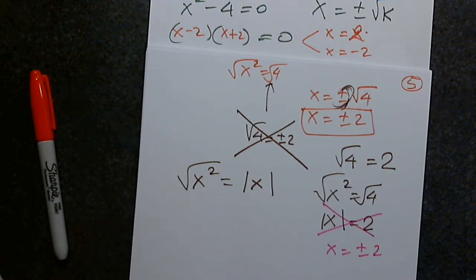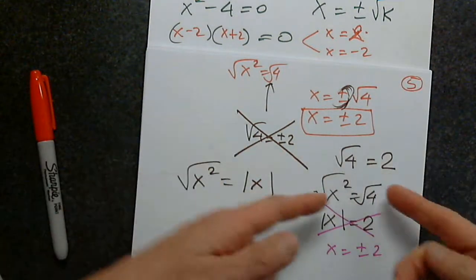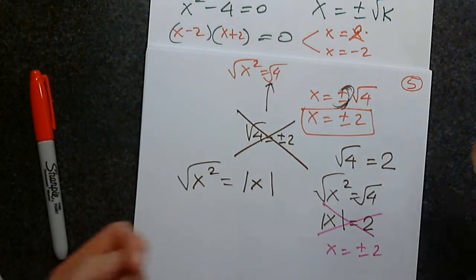The point I'm making here is, I'm kindly asking you to remember that the square root of 4 is not plus or minus 2. The square root of 4 is only 2. The plus or minus does not come from this side, but from that side, from the absolute value. Okay? So please remember that and never say that the square root of 4 is plus or minus 2, because we write plus or minus 2 here.